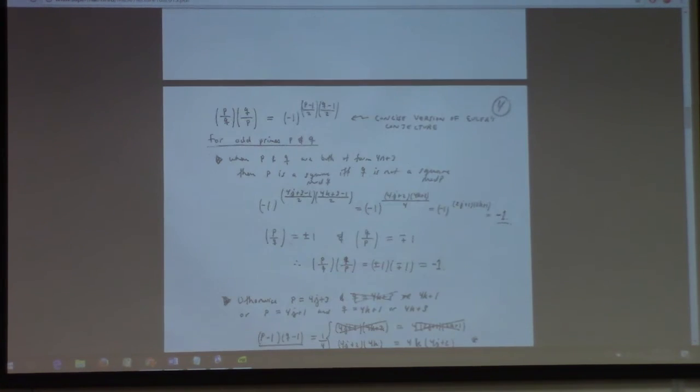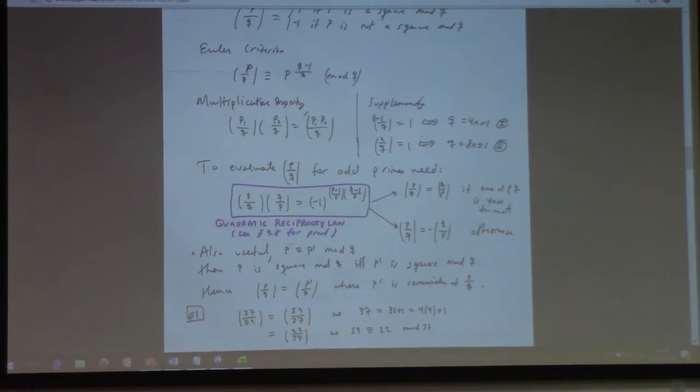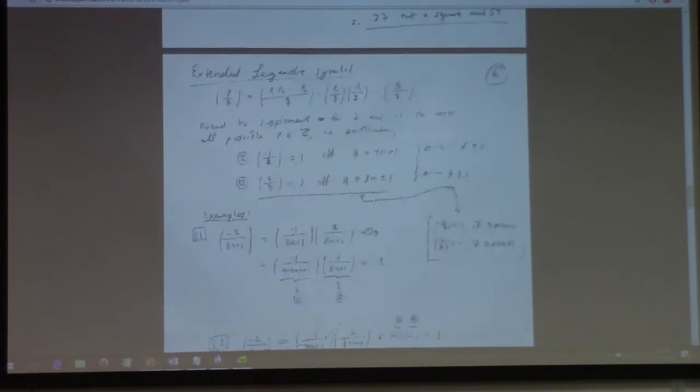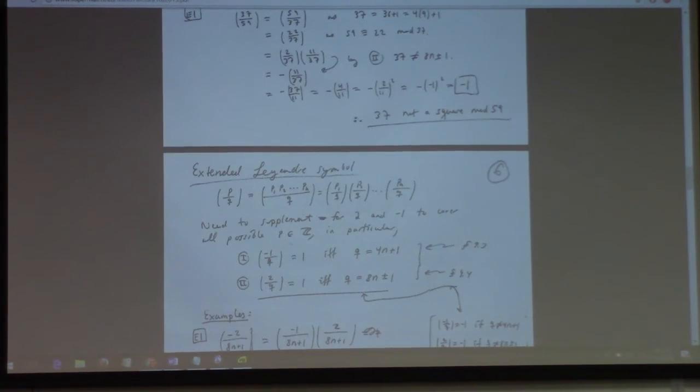But there's lots of cool stuff. There get to be formulas. And I won't tell you any more, because if you really want to see about these things, for example, you can do a calculation like this. 37 over 59 equals this, equals this, equals this, equals this, equals this, equals minus 1. Consequently, 37 is not a square mod 59.